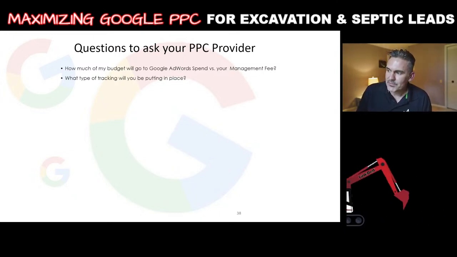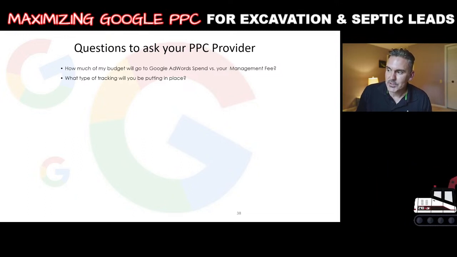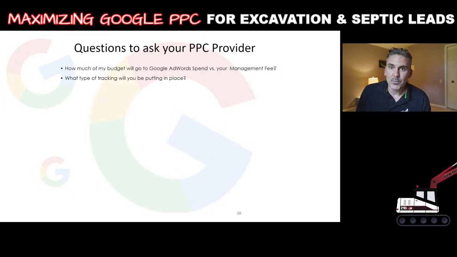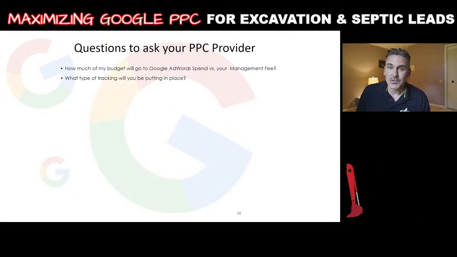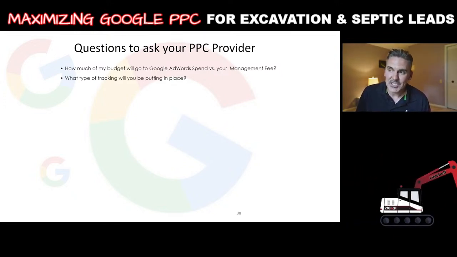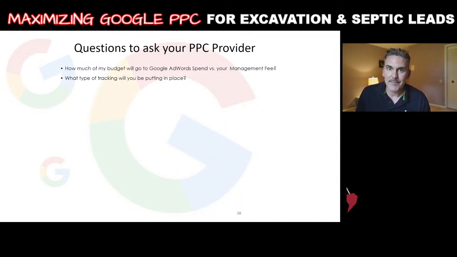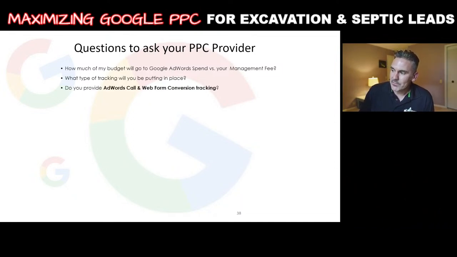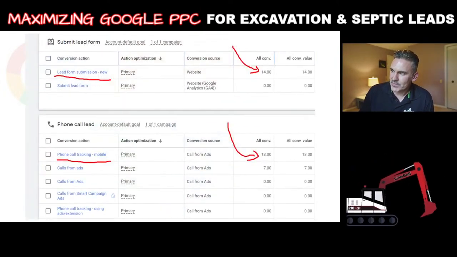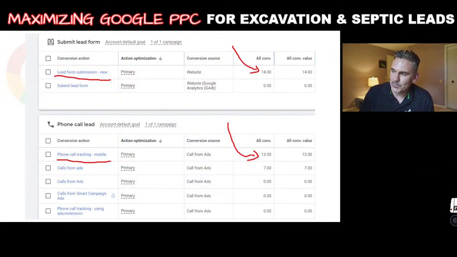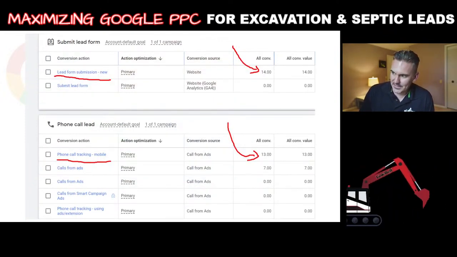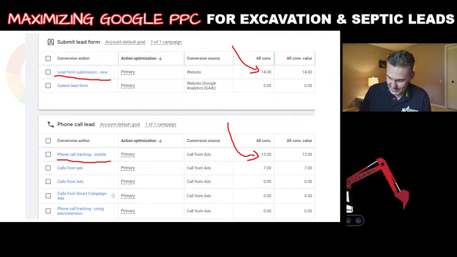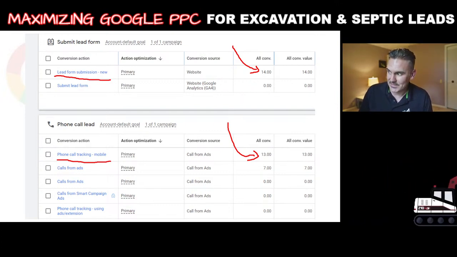And then what type of tracking will be put in place? There's plenty of marketing agencies, folks, that they'll run the ads, but they don't put any tracking. And it's your best guess if that lead actually came from an ad. I would ask them, do you provide AdWords call and web form tracking? So here's an example. This is straight from the Google Ads dashboard. This is what it should look like. Your actual campaign in Google should be tracking phone calls and leads.